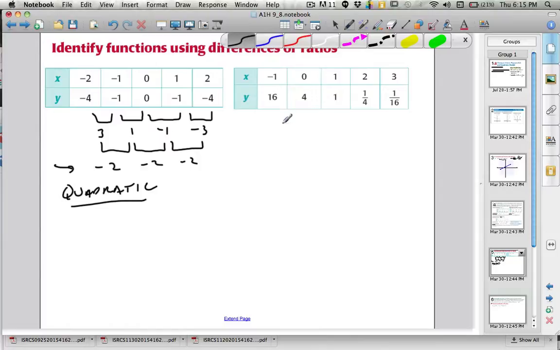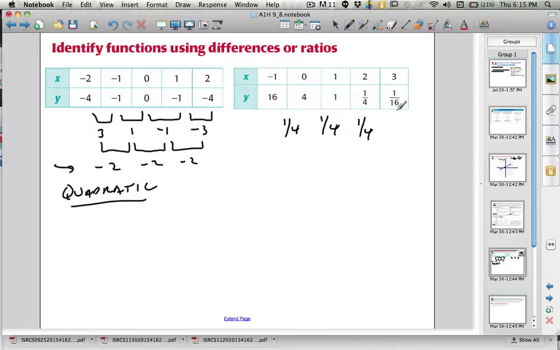But if I have 4 divided by 16, that's 1/4. 1 divided by 4 is 1/4. 1/4 divided by 1 is 1/4. And 1/16 divided by 1/4, which is the same as multiplying it by 4, is 1/4. So this is exponential because I had common ratios.